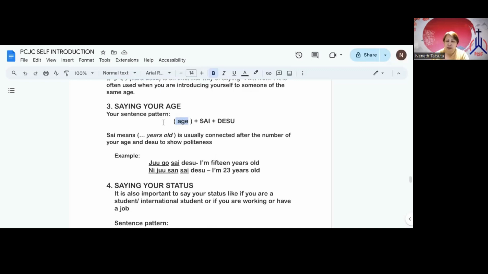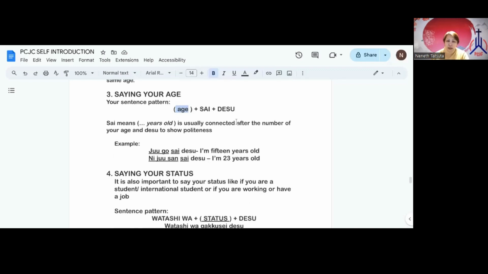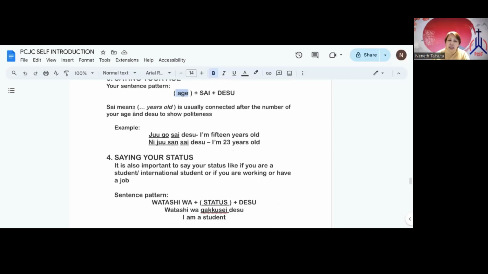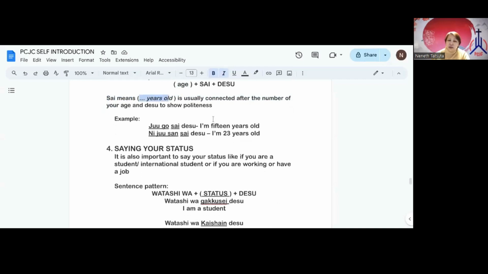Niju Nana, Sai, and then Desu. So it will come up with Niju Nana Sai Desu. So we understand that you are 27 years old. Okay? The Sai means years old. Remember this. The Sai means years old. And then connect to the number of your age.